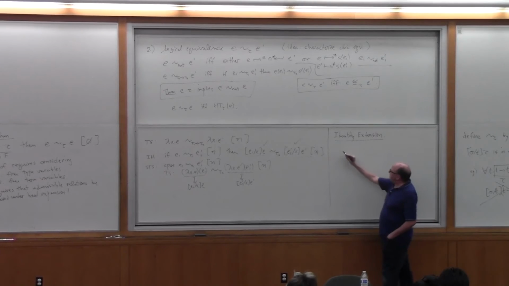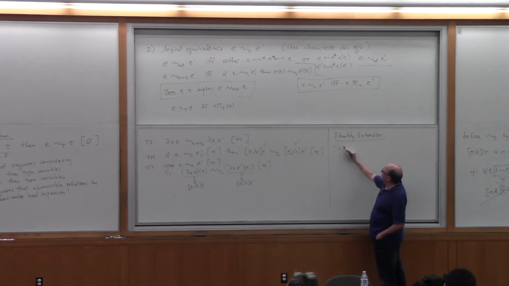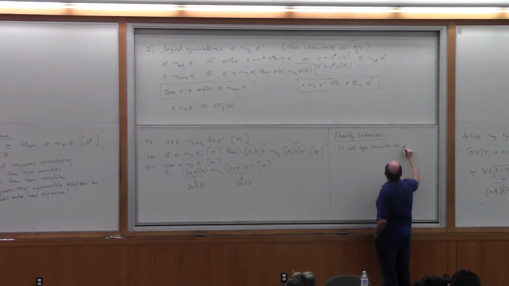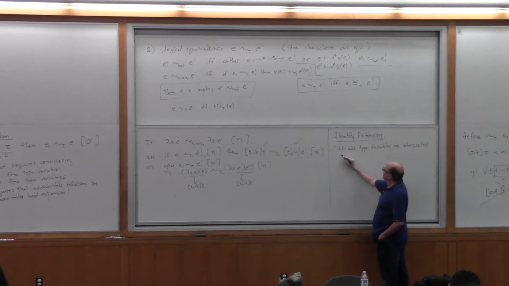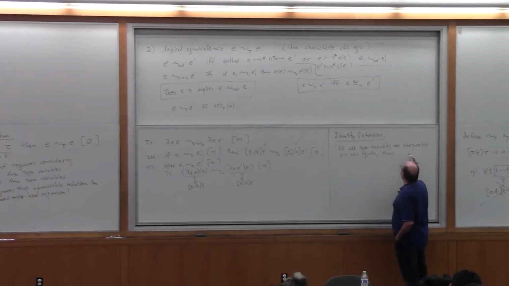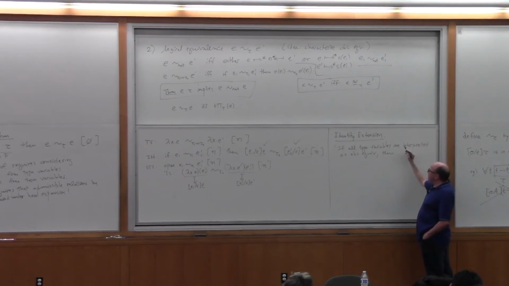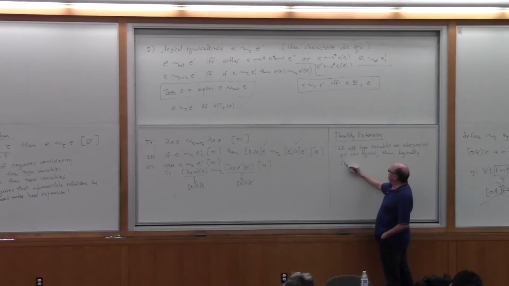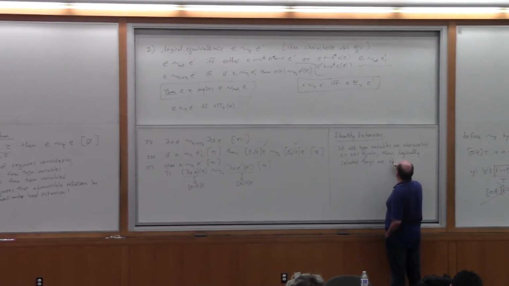Okay, and the idea is the following. I'll write it in quotes because the technical version is this. If all type variables are interpreted, it's in the book in technical form, as observational equivalents, then the resulting relation, that is, logically related things are observationally equivalent.